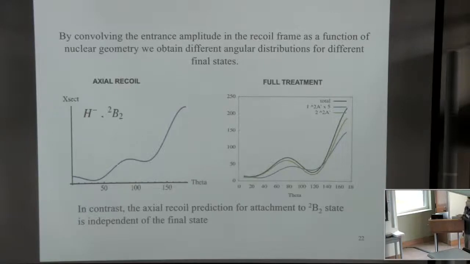So on the left, I show here what the axial recoil result would be for the B2 state. That is, of course, independent of final state. But when we do this averaging over classical trajectories, binning them by final state, we get differences between the two. I have here the B2 state in green. We have the Cs symmetry labels. And the A1 is the blue.